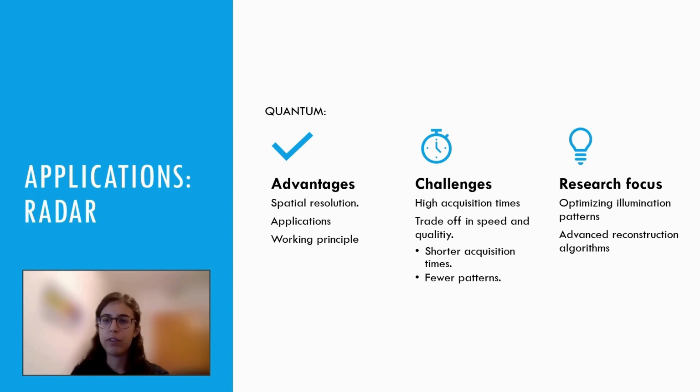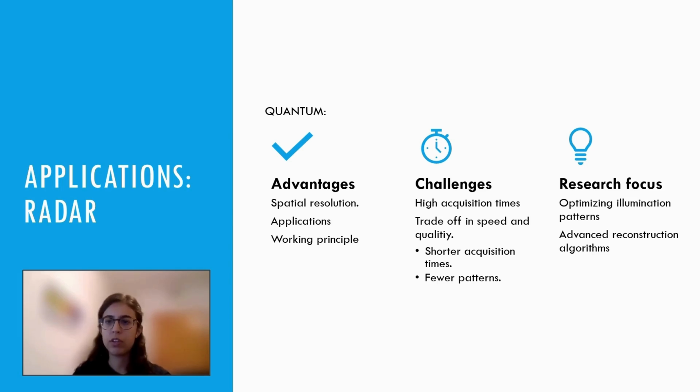Moreover, there's a trade-off in speed and quality when increasing the frame rate of QGI systems. On the one side, we have shorter acquisition times, which can be achieved by using faster spatial light modulators like optical phased arrays to quickly project patterns. And on the other hand, we have reducing the required patterns, which can be done by employing strategies like compressive sensing or orthogonal sampling, which use fewer measurements to reconstruct images.